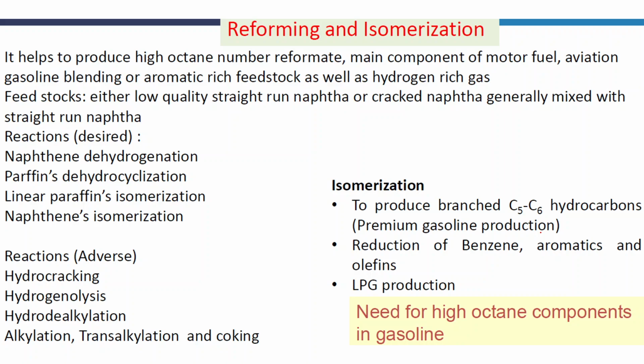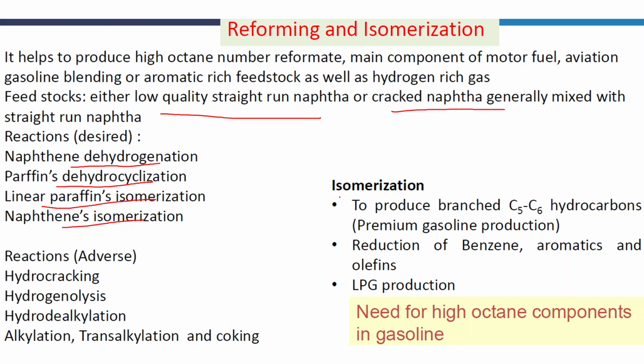Another technique is reforming and isomerization. Reforming helps to produce high octane number reformate. The main component is motor fuel, aviation gasoline blending, aromatic rich feedstock as well as hydrogen rich gas. The feedstock in this is either low quality straight run naphtha or cracked naphtha, generally mixed with straight run naphtha. Reactions taking place are naphthalene dehydrogenation, paraffin dehydrocyclization, linear paraffin isomerization, and naphthenes isomerization.